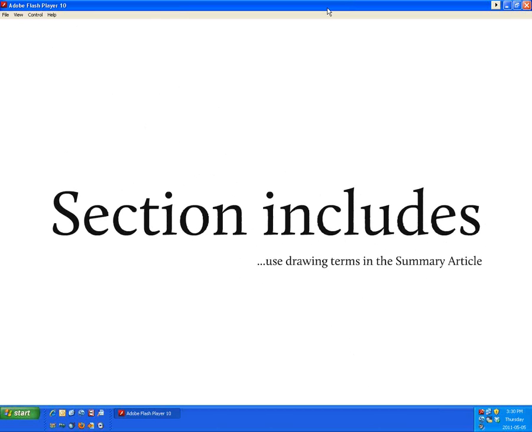The section includes list can also be a place where you can identify the terms that should be used in drawing notations of what products are in that section, and use that as a way of organizing, coordinating your notes. Right, and I like to expand the summary section.